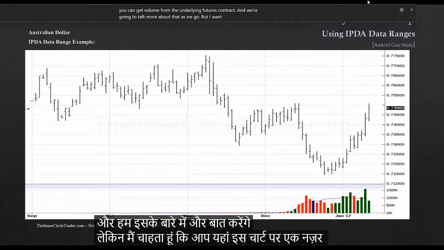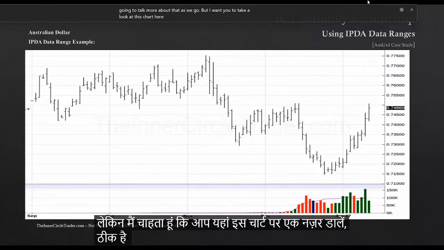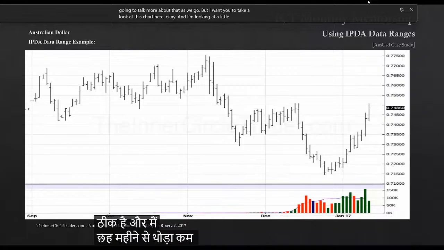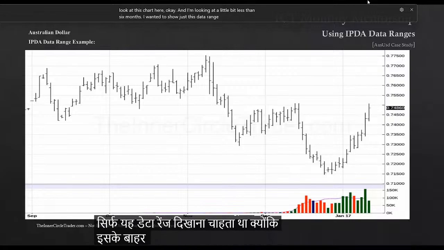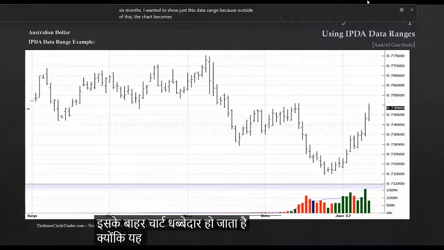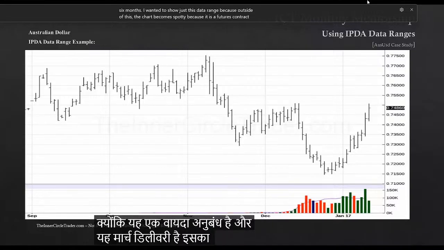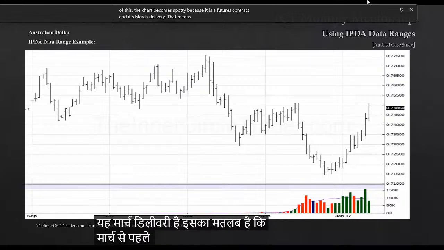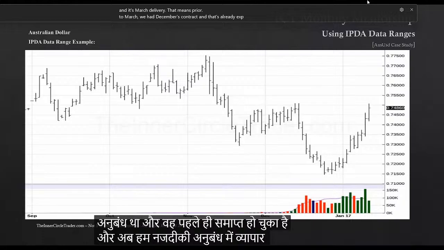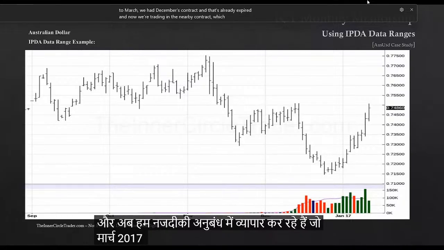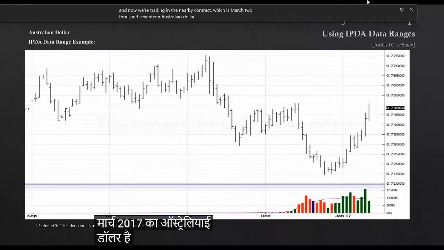But I want you to take a look at this chart here, okay? And I'm looking at a little bit less than 6 months. I wanted to show just this data range because outside of this, the chart becomes spotty because it is a futures contract and it's March delivery. So that means prior to March, we had December's contract, and that's already expired, and now we're trading in the nearby contract, which is March 2017 Australian dollar.